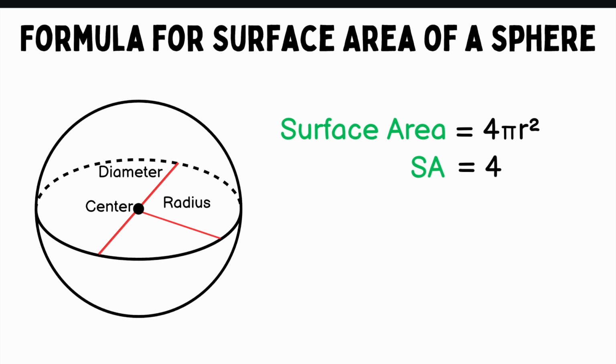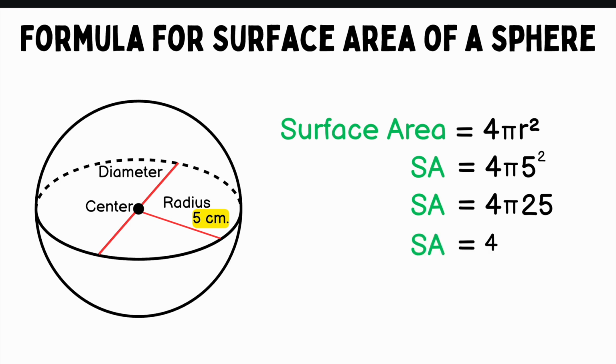Surface area equals 4 pi. In this case, the radius is 5 centimeters. So we can say the surface area equals 4 times pi times 5 squared, and we know 5 squared is 25 because 5 times 5 is 25. Surface area equals 4 times pi, and pi is approximately 3.14, times 25. If we multiply 4 times 3.14 times 25, we get 314. So the surface area of the sphere is 314 centimeters squared.